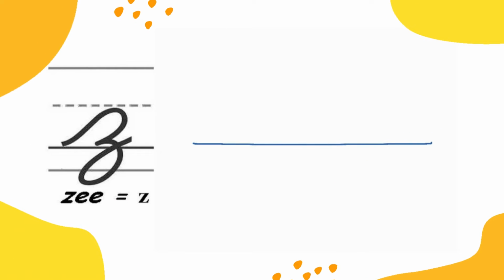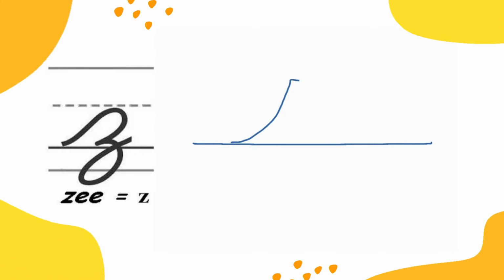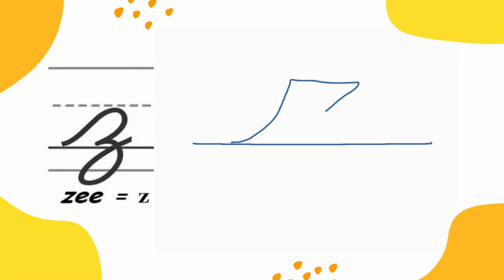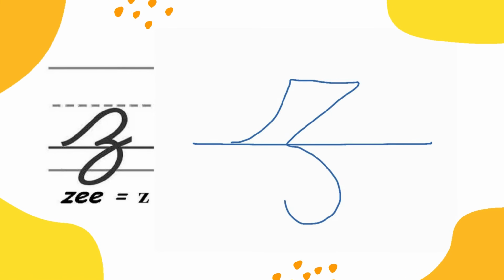Can you write a Z like me? Flat top, past the line, around and out.